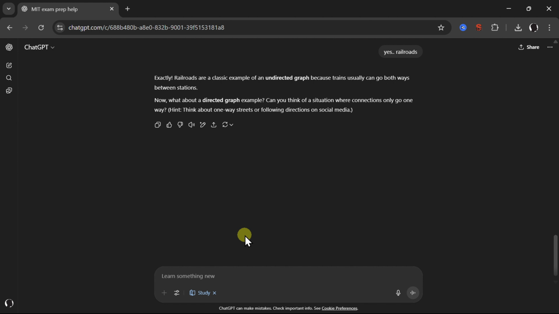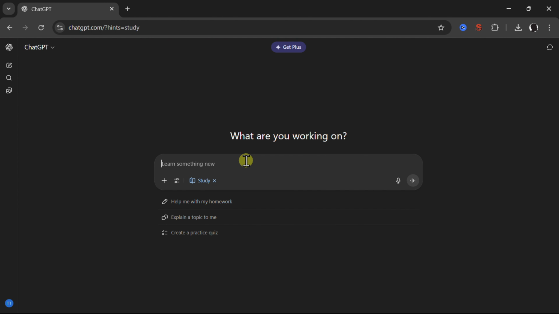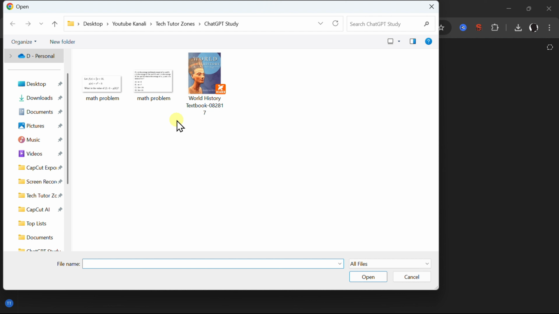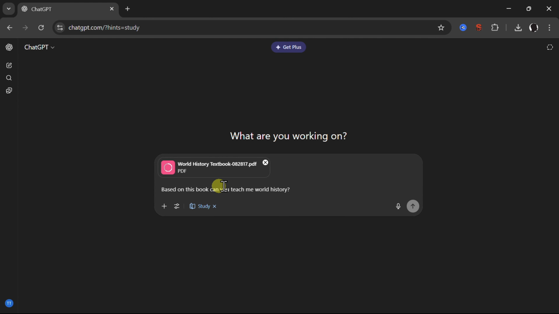So let's try a couple of other things. I will log in with my other account to see if I can upload additional documents. Okay, so now let's try uploading a really big book, 400 pages, something like that. So here I have a world history book, 450 pages. Let's see if it will accept it. So based on this book, can you teach me world history?